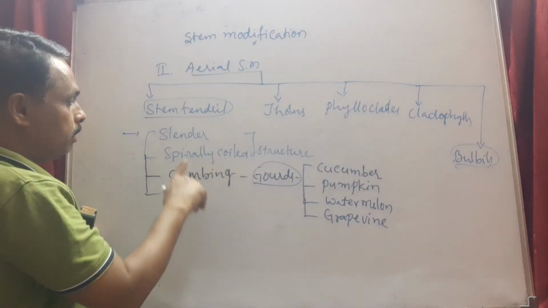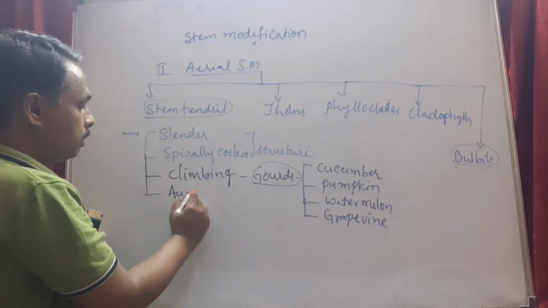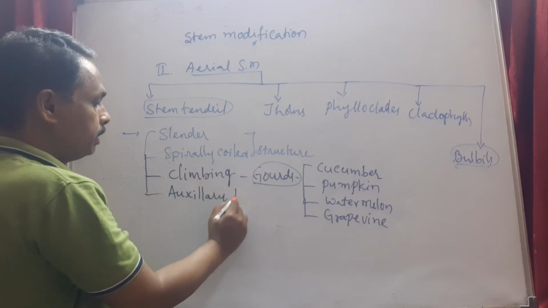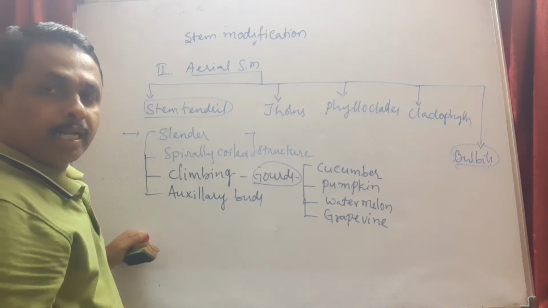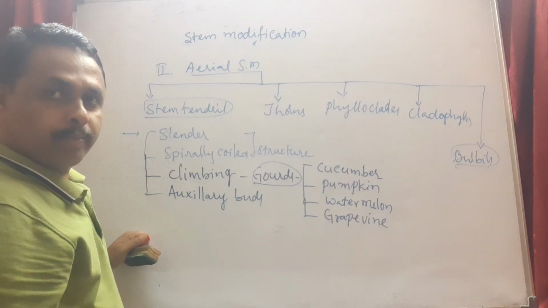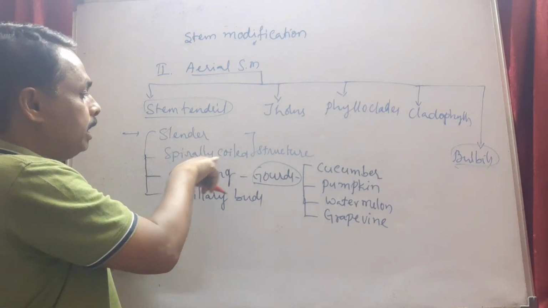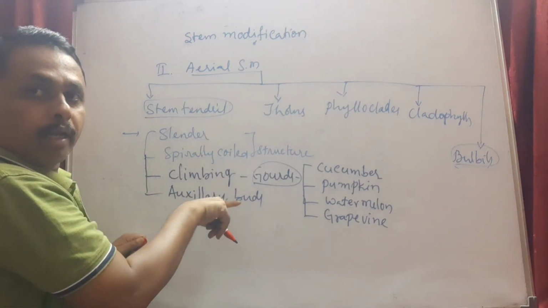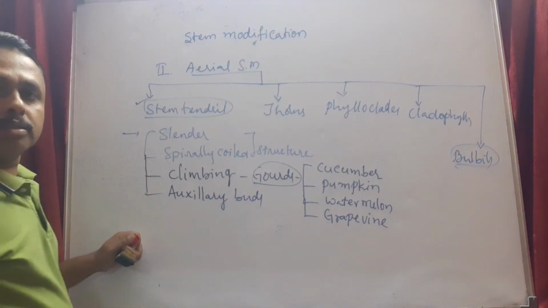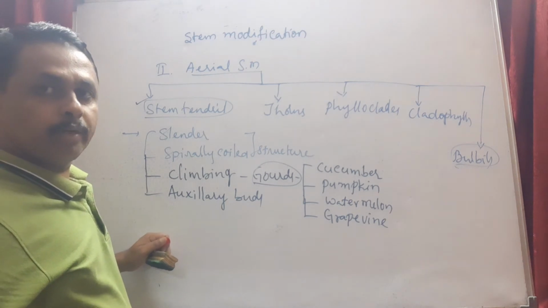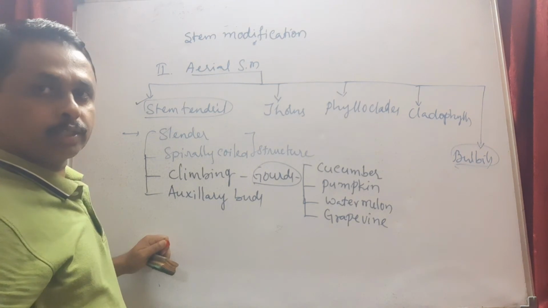These spirally structures will be developed from axillary buds. Sometimes a terminal bud also will develop into a slender, thin, spirally coiled structure, right? Which helps for climbing. Those structures are called stem tendrils. These are one of the stem modification aerial structures.